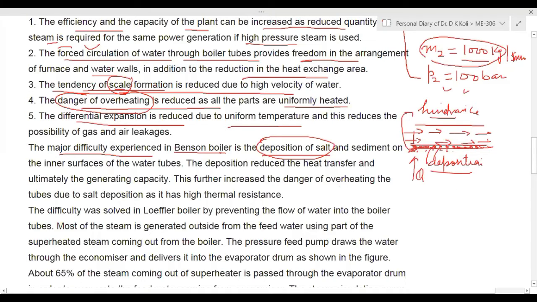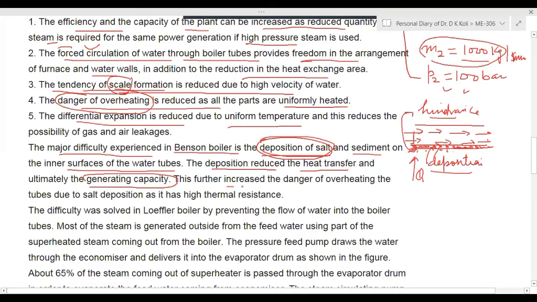So, when we use the Benson boiler, the deposition of salt and sediment on the inner surface of the water tubes is a problem. After solving the problem of bubble formation, the deposition reduces the heat transfer. When there is some deposit, the heat transfer will be reduced, and ultimately it will affect the steam generating capacity of the boiler. So how can we reduce or eliminate this type of problem?